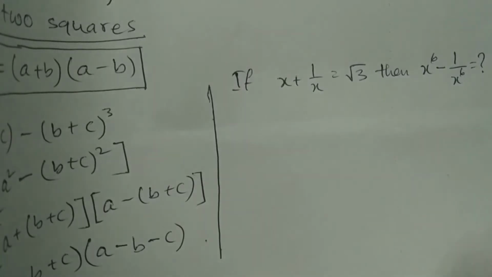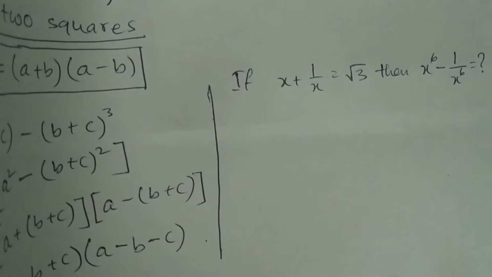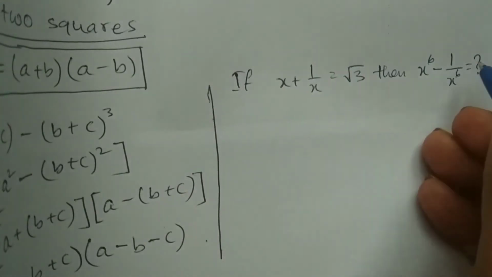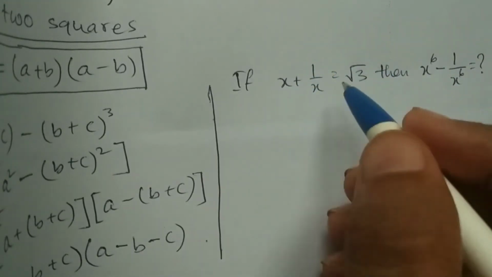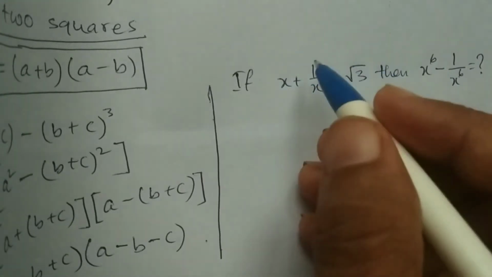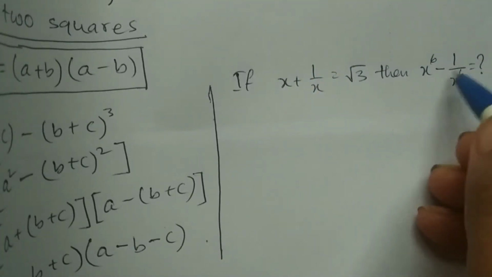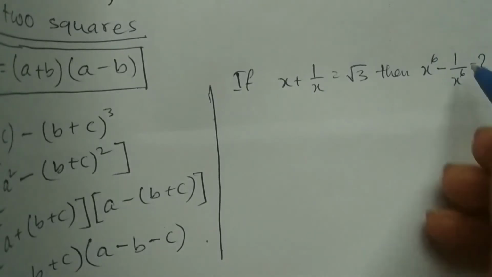So this kind of question may come in your exam. To solve it, you have to break this part. Okay, so how will you break it? But not all the time do you have to break. Sometimes you have to simplify, or proceed with this equation. Since x to the power 6 minus 1 by x to the power 6 is a bigger term which needs to be broken down, that's why we are breaking it.